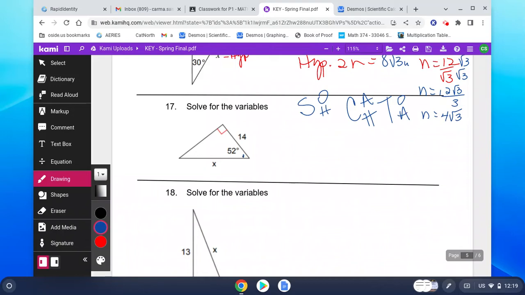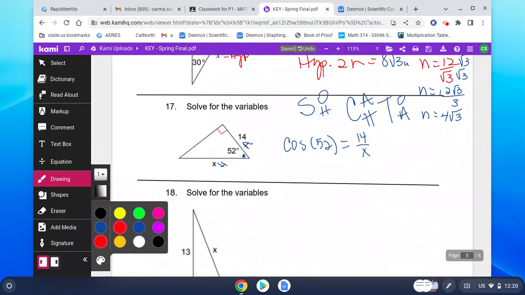Okay, we're standing at the angle with the 52, and they gave us this adjacent side, and we're looking for the hypotenuse. So which trig function uses A and H? This is a cosine, CAH. So we say the cosine of 52 is equal to the adjacent over the hypotenuse.